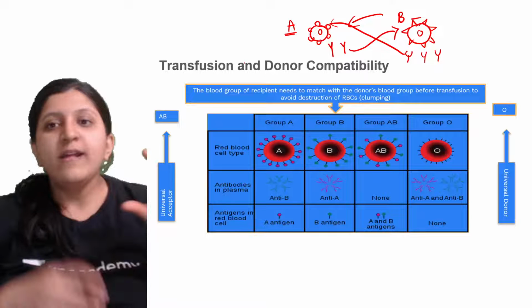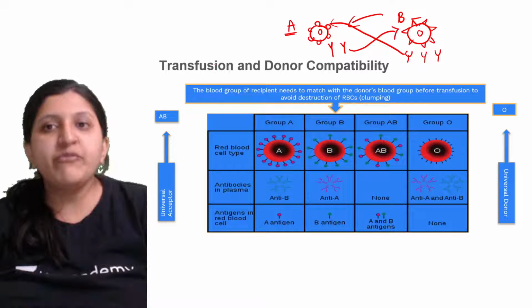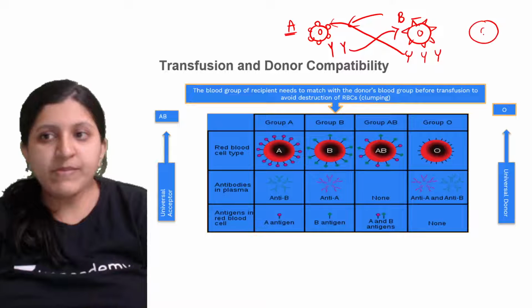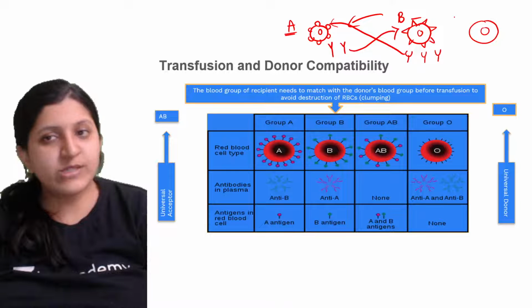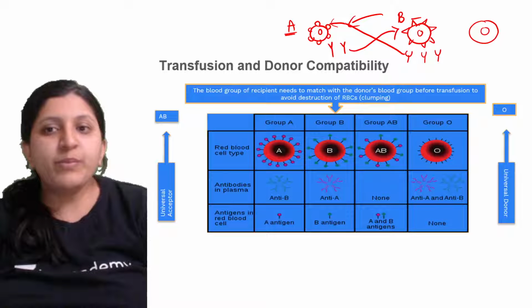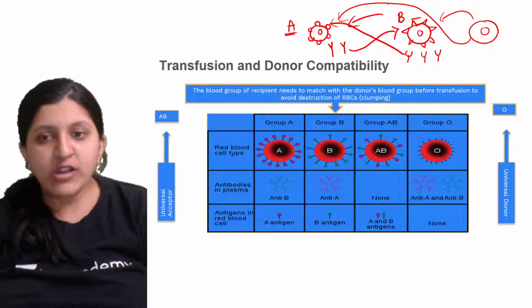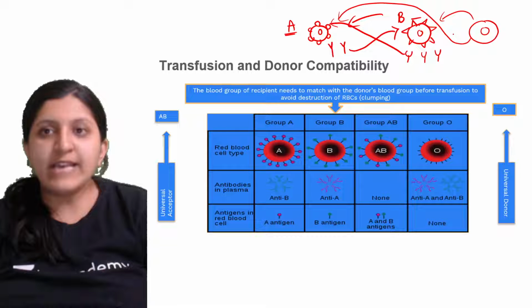That means these antigens are to be matched, so A has to be given with A itself. Now if we are talking about the O blood group, O is not having any antigen, so it can be given to a B individual also. O blood group can be given to an A individual also. That is why we call it a universal donor, and AB a universal receiver.